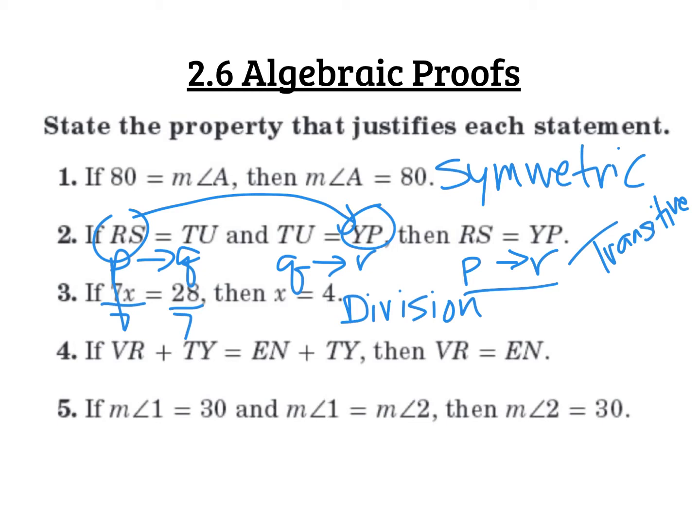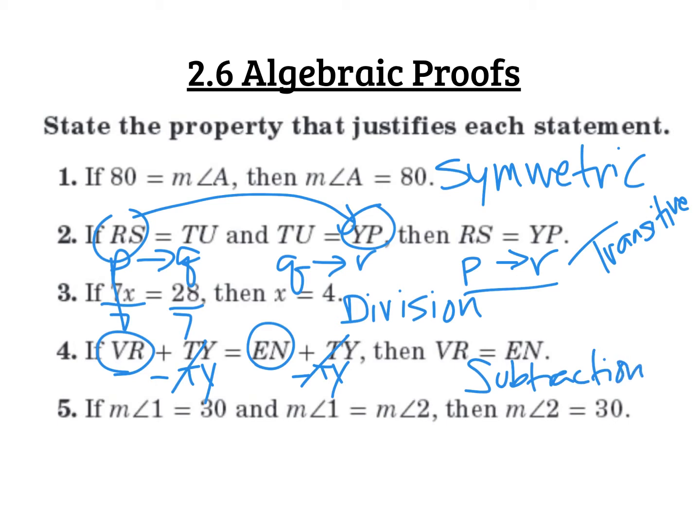In the next example, we have VR plus TY equals EN plus TY. Therefore, VR equals EN. What is missing when you go from here to here? Notice how these TYs are gone. So VR equals EN because we're able to remove the TY. In order to remove it, we have to subtract TY on both sides. And if we're subtracting, we're left with VR equals EN. This is the subtraction property.